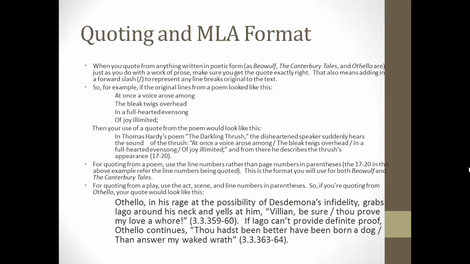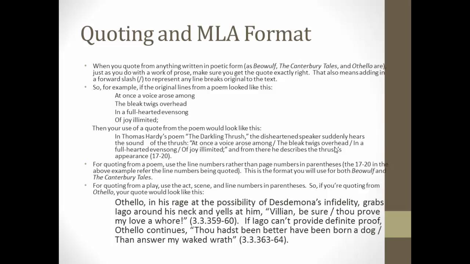But for quoting from a play, use the act, scene, and line numbers in parentheses. So if you're quoting from Othello, your quote would look like this. Othello, in his rage at the possibility of Desdemona's infidelity, grabs Iago around his neck and yells at him, "Villain, be sure thou prove my love a whore." And you can see there that the 3.3 is because it's Act 3, Scene 3, and then lines 359 to 360.